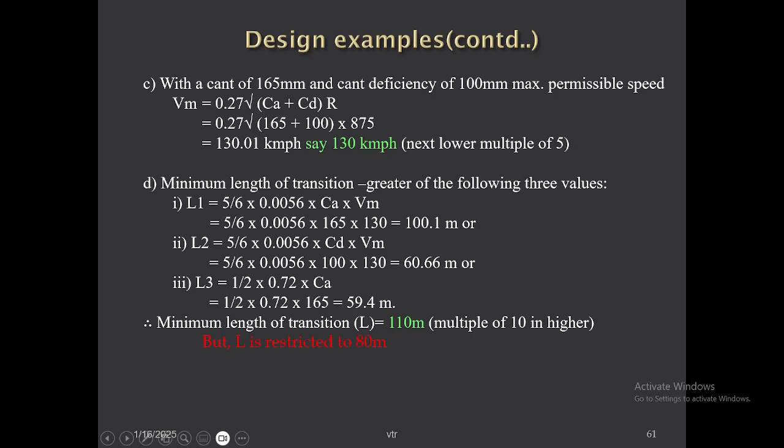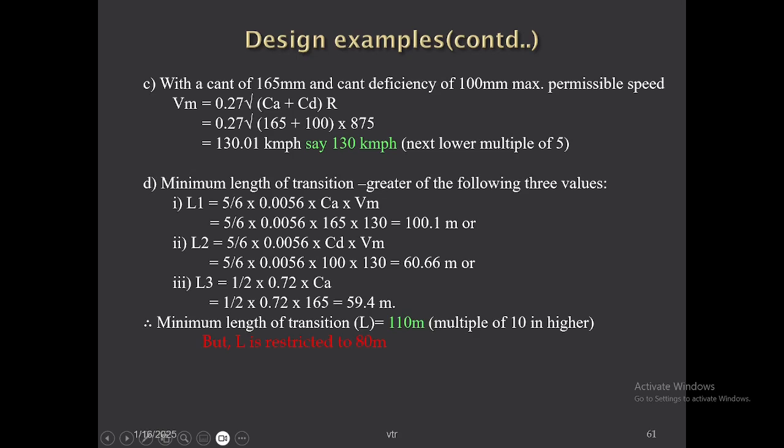So out of the 3, the greater one is 100.1, slightly exceeding 100. Should it be a multiple of 10? No, we are keeping it. So for this condition, for the calculated cant actual and cant deficiency and all, the minimum length of transition is 110 m, but we can't provide it because in this problem the L is restricted to 80 meter.